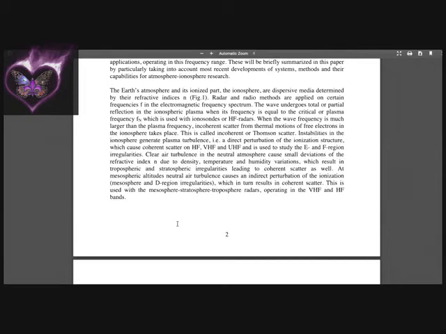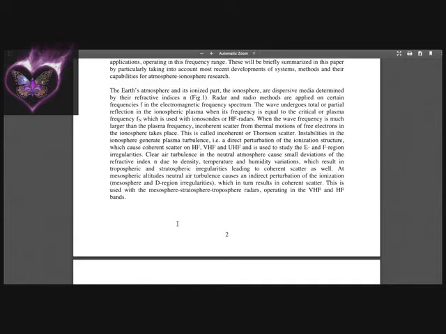Radar and radio methods are applied on certain frequencies, F, in the electromagnetic frequency spectrum. The wave undergoes total or partial reflection in the ionospheric plasma when its frequency is equal to the critical or plasma frequency, which is used with ionosondes or high-frequency radars. When the wave frequency is much larger than the plasma frequency, incoherent scatter from thermal motions of free electrons in the ionosphere takes place. This is called incoherent or Thomson scatter.